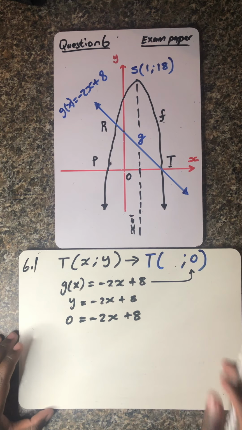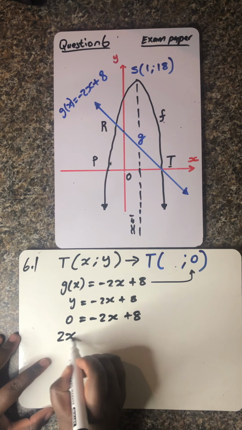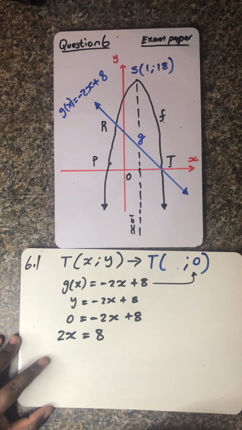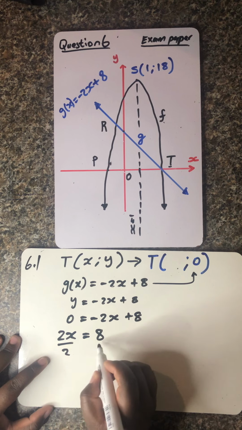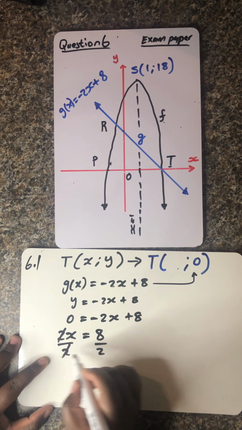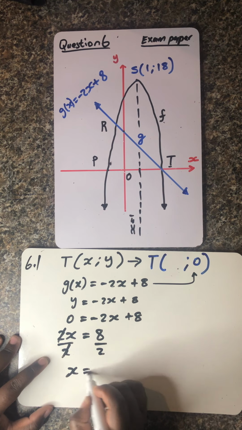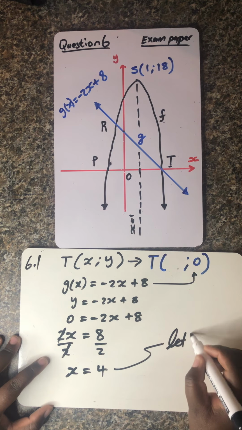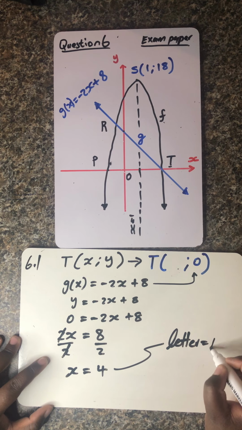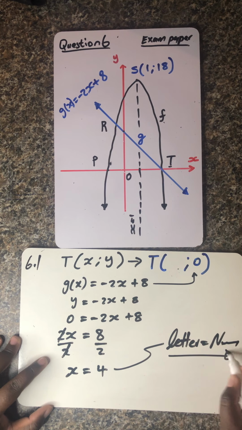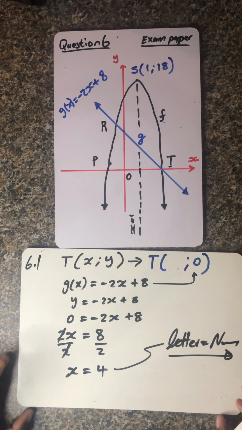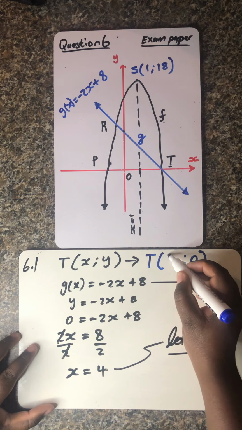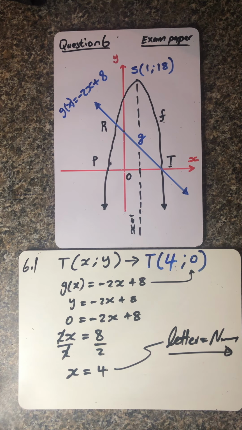By so saying, ladies and gentlemen, you won't be surprised when I write 2x equals 8. Obviously you just divide by 2, you divide by 2 so that it cancels, and then you remain with x equals 4, which means you've got your final answer in the form of letter equals number. This is very important, ladies and gentlemen. So our x value is equal to 4.